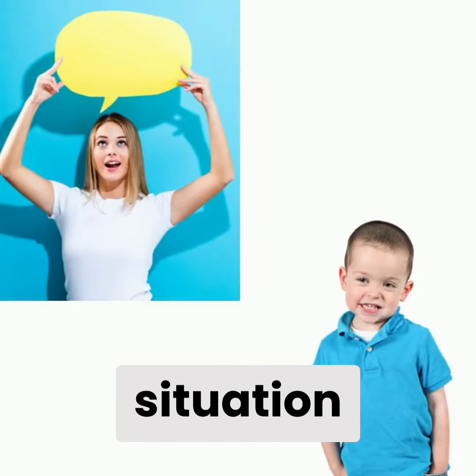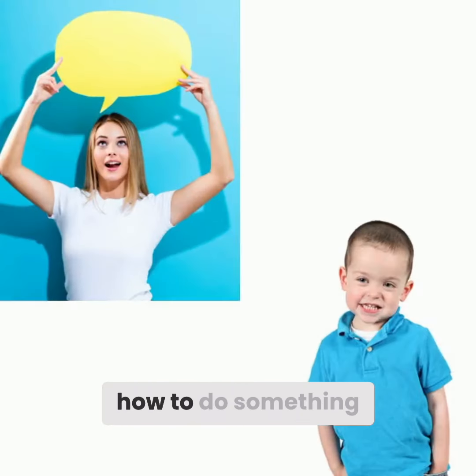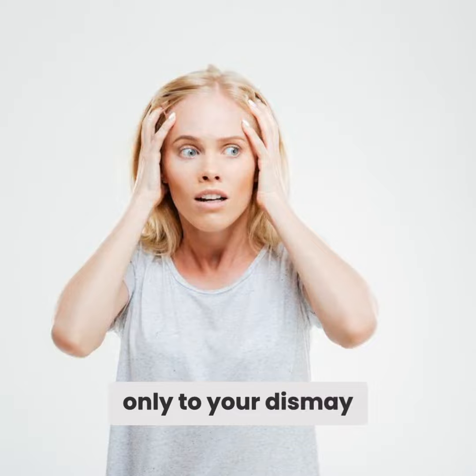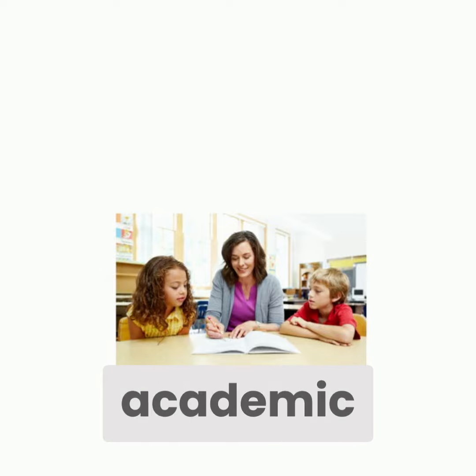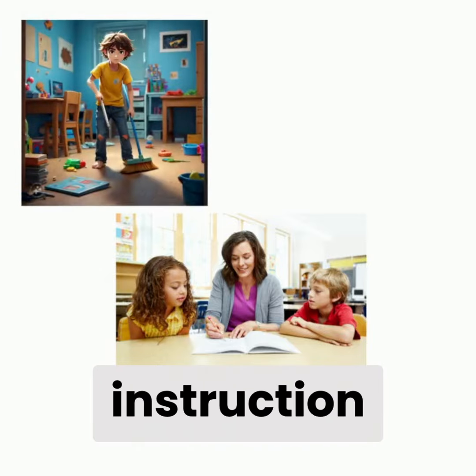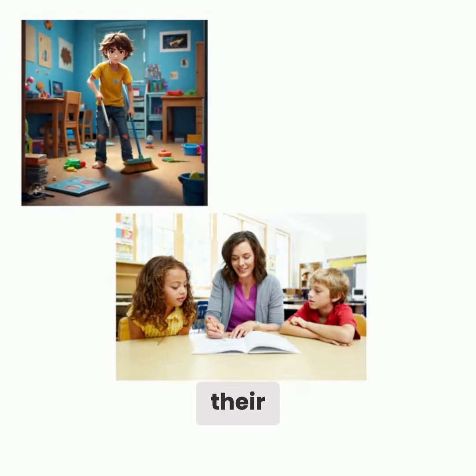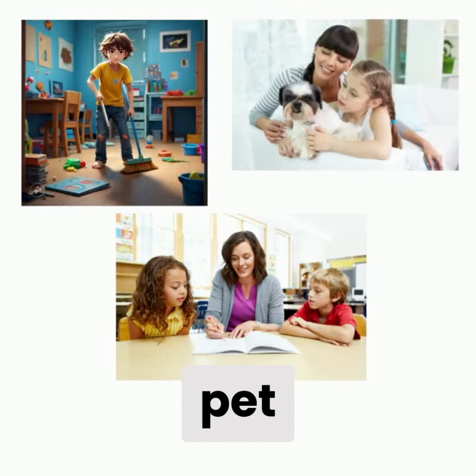Have you ever had a situation in which you explained to a child how to do something, only to your dismay the child didn't understand what you said? Now I'm going to use an academic example, but it really doesn't have to be academic. It could be some instruction that you gave the child about cleaning their room or taking care of the pet.